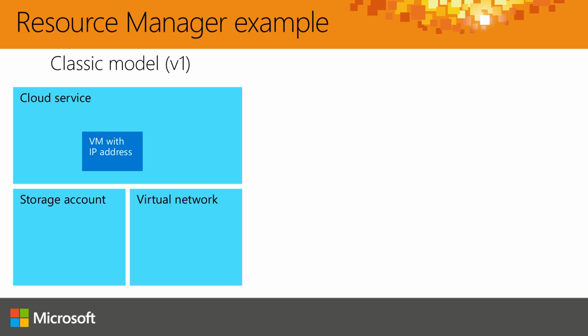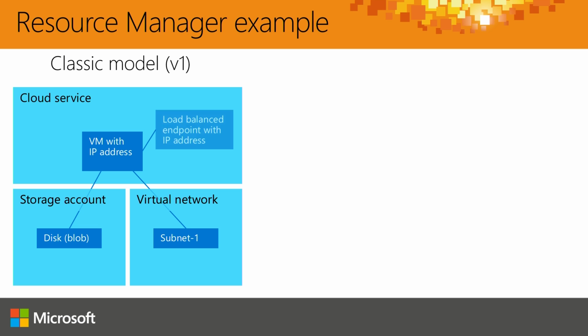For example, inside the cloud service, you'd have a VM with an IP address associated with it. It would then have the ability to talk to a storage account. The storage account would be where your VHD files were stored, and also your data disks. You then also would talk to your virtual network over top of a subnet, and that's basically how it worked. That's not really the way that most people think of how they put together resources in an on-premises environment, load balancer as well.